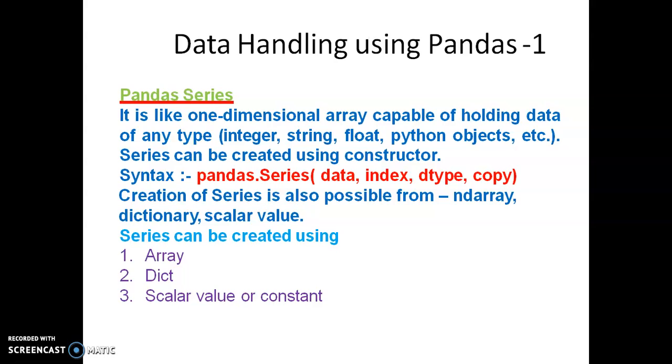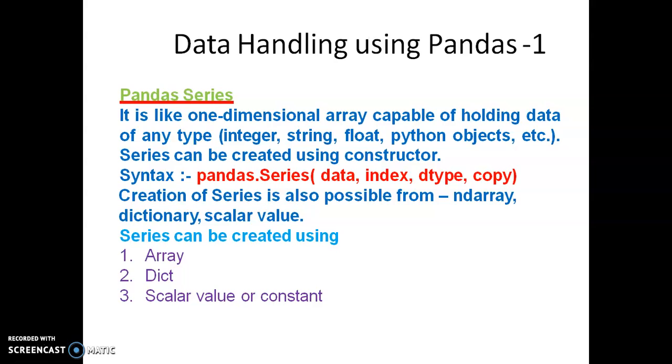Now let me come directly to the series. Series, as we have already told, is a one-dimensional array capable of holding data of homogeneous types, and can be created using constructors. Now how do we create it? First we have to write import pandas as pd. Now pandas.Series: in this we first have to give data, then the index value, then its data type, and copy is optional. Creation of a series is also possible through arrays.